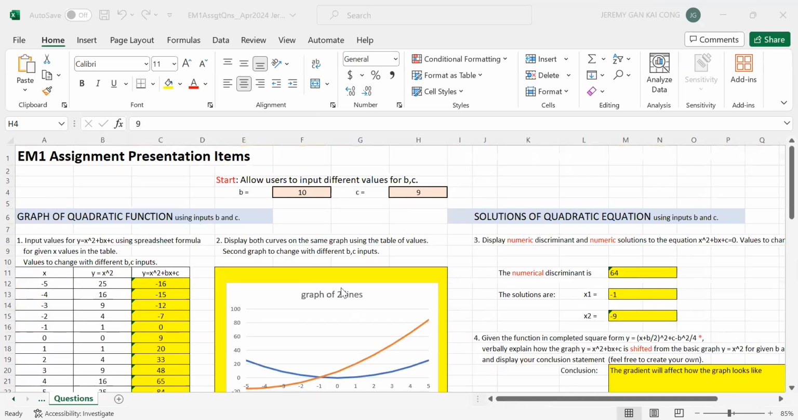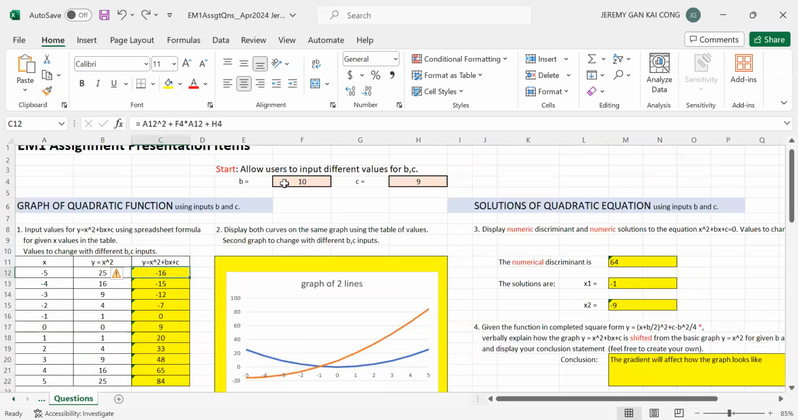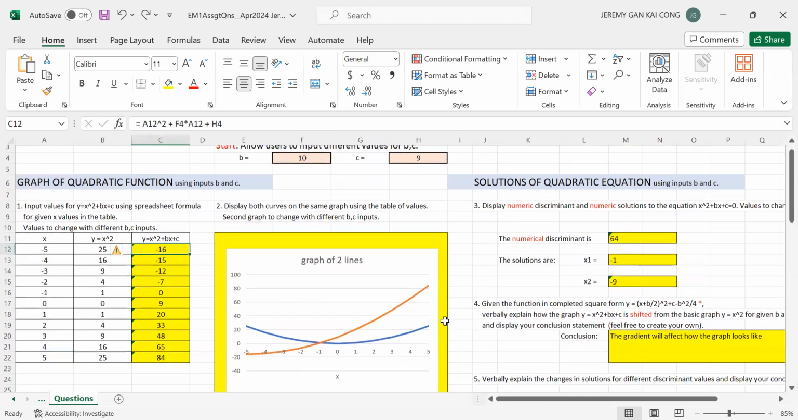So for my assignment, for the first question, input values for y equals x squared plus bx plus c. For this formula, what I did was I subbed in x, which is -5, so I square it, plus my b value, which is 10, times -5, and from there plus c. And for the rest, it's the same as well. So you can see it over here.